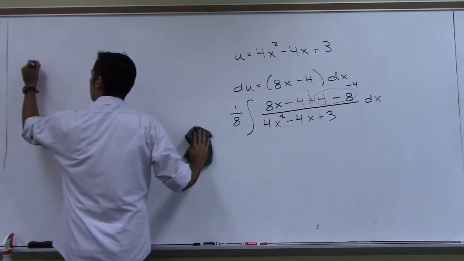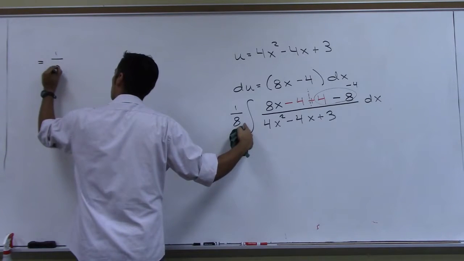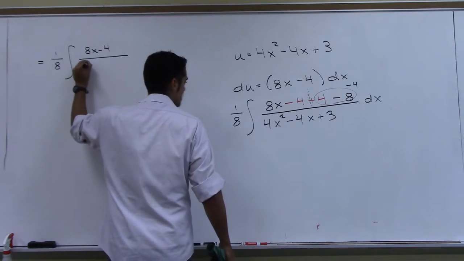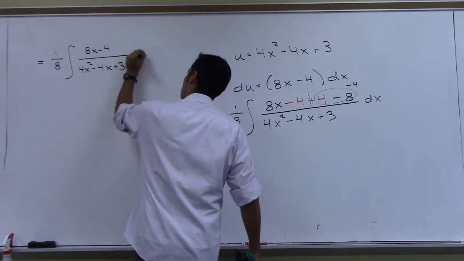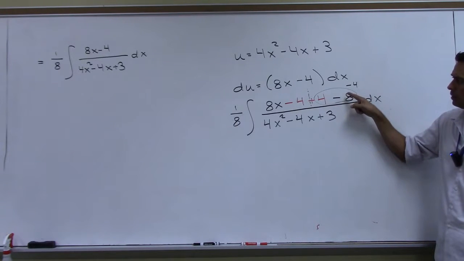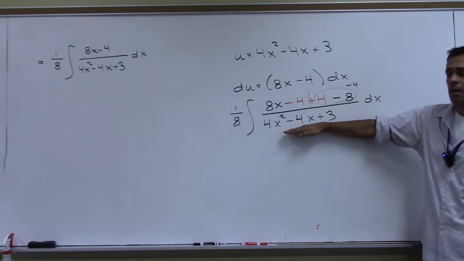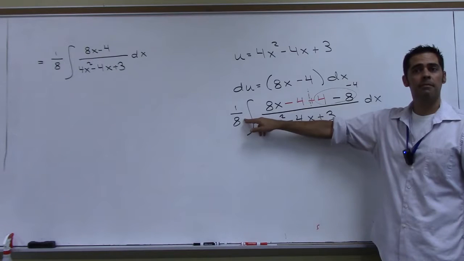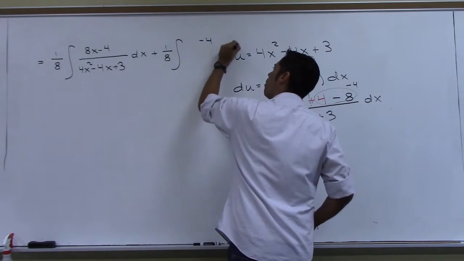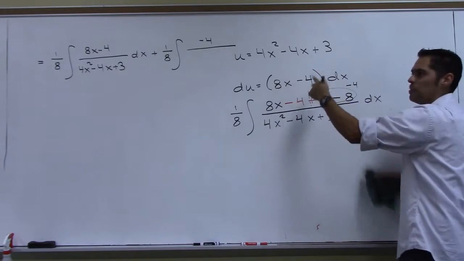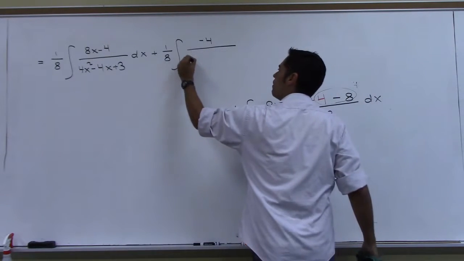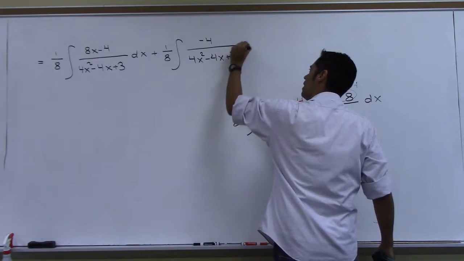So I have equals, I have the 1/8, don't forget about the 1/8, integral the 8x minus 4 over 4x squared minus 4x plus 3 dx. That's one integral, right? I'm splitting this up into two integrals. The other integral is going to have what up top here? Negative 4, right? And then this on the bottom? And then what's in front of the whole integral? 1/8. Yeah. So I have plus 1/8 integral. I have a negative 4 over. I don't want to erase this, but just remember that, okay? Remember that? Over 4x squared minus 4x plus 3 dx. We good?